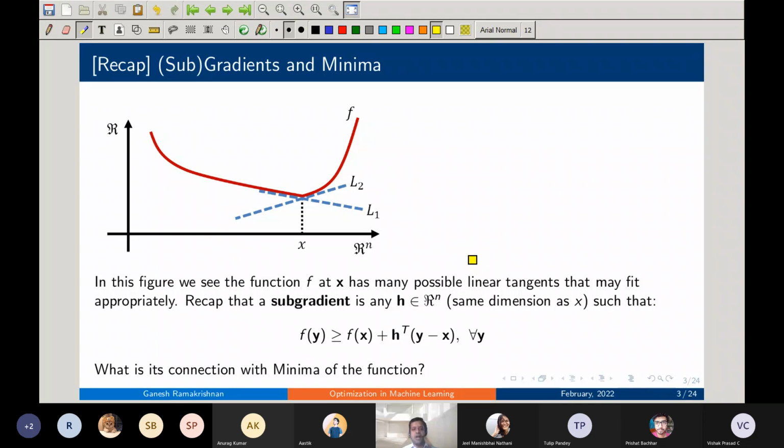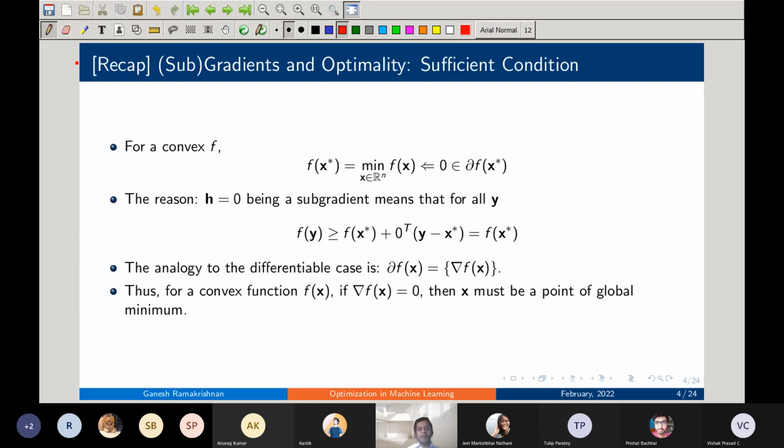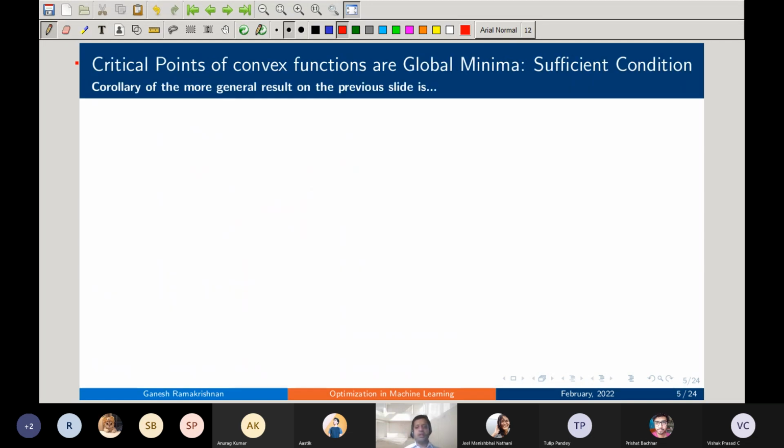So we already discussed how subgradients are related to minima. A zero subgradient is a sufficient condition for global minimum, right, for a convex function. For a convex function, zero subgradient is sufficient for global minimum. We did this as a sufficiency condition.